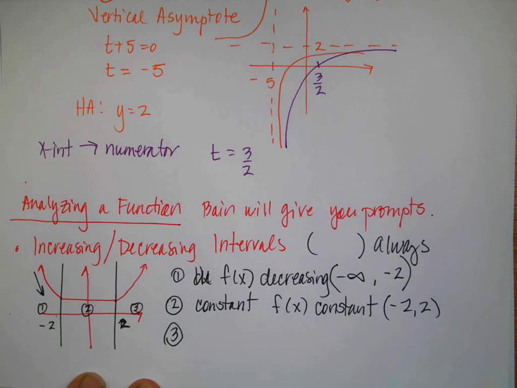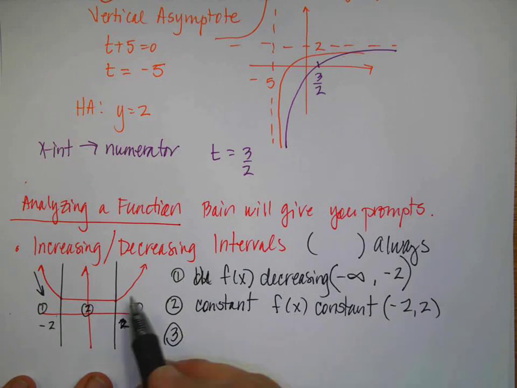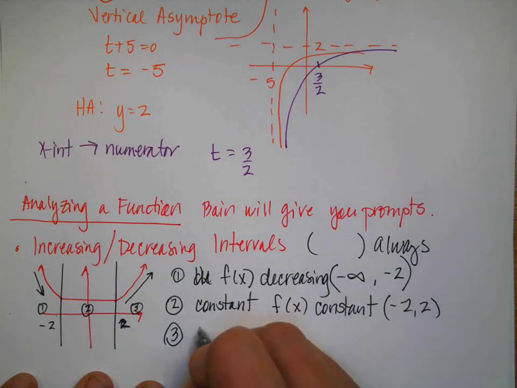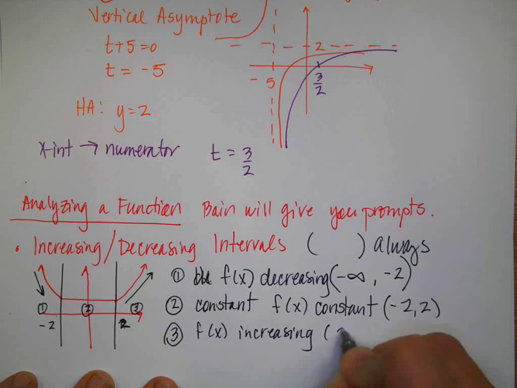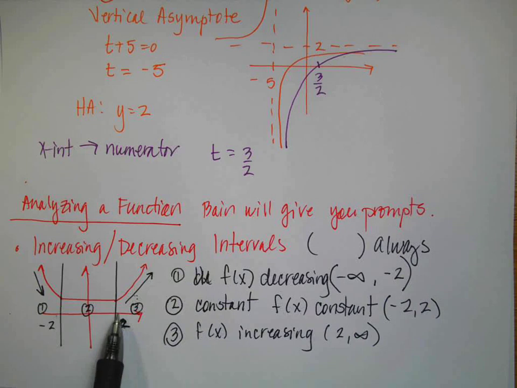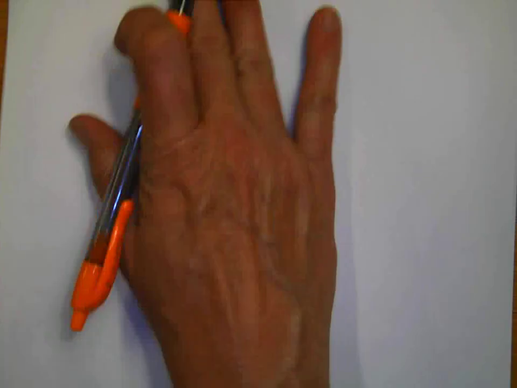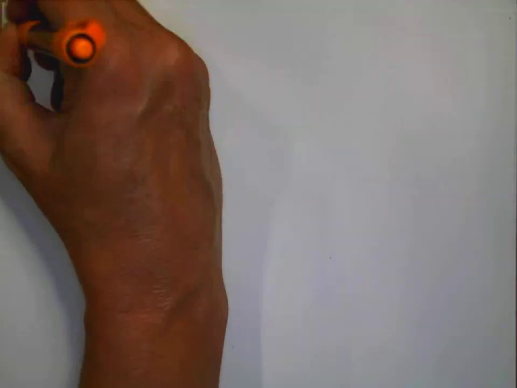And remember, we always read left to right, so when we're talking about math, we talk about math left to right. In the right-hand side, in section number 3, notice that the graph has a positive slope. And so we would say f of x is increasing, and it's going to increase from 2 to +infinity. Another way to think about increasing is as the x values go to the right, the y values are going up, and that would be increasing.